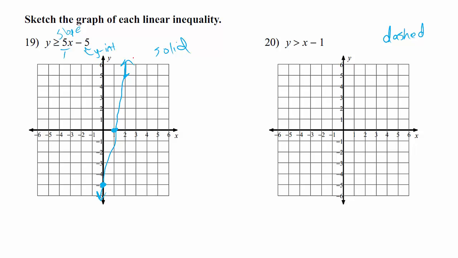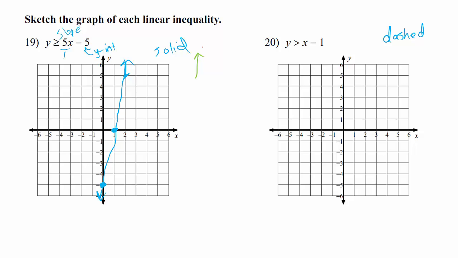So here's my trick to knowing which way to shade. If it says greater than or equal to, greater than or equal to means we want to shade above this line. The question is, where is above this line? Particularly because I drew a really, really bad looking line.